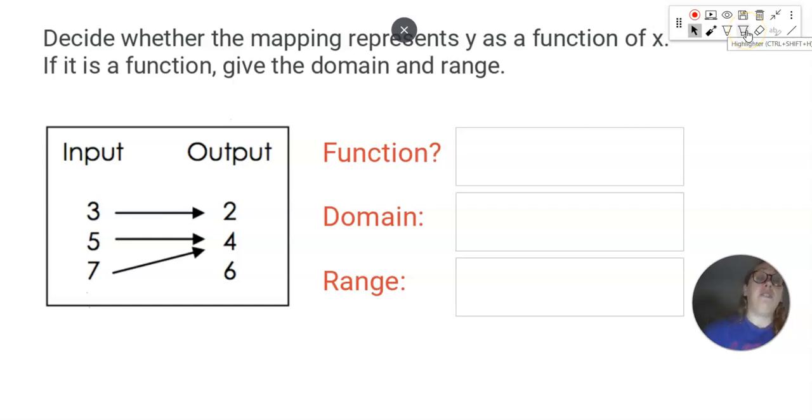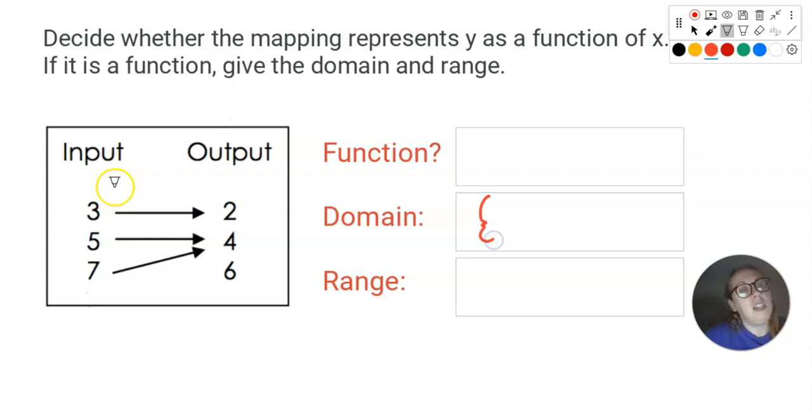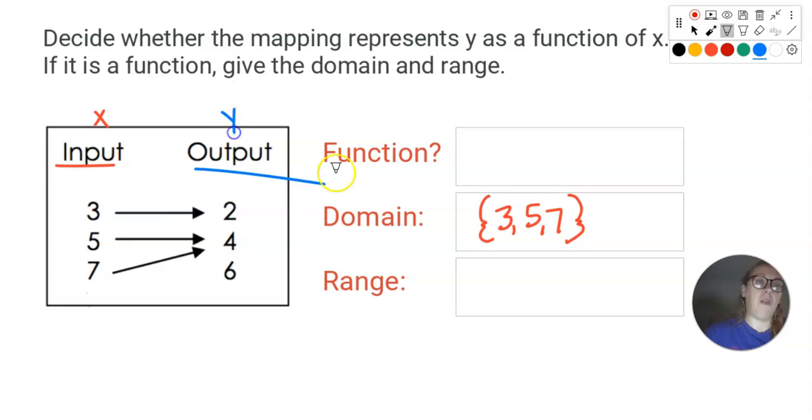This is asking if this is a function, and then for the domain and range. So of course for our domain and range, we just list those input or x values, which is 3, 5, and 7. For the range, we're listing the output or y values, which is 2, 4, and 6.